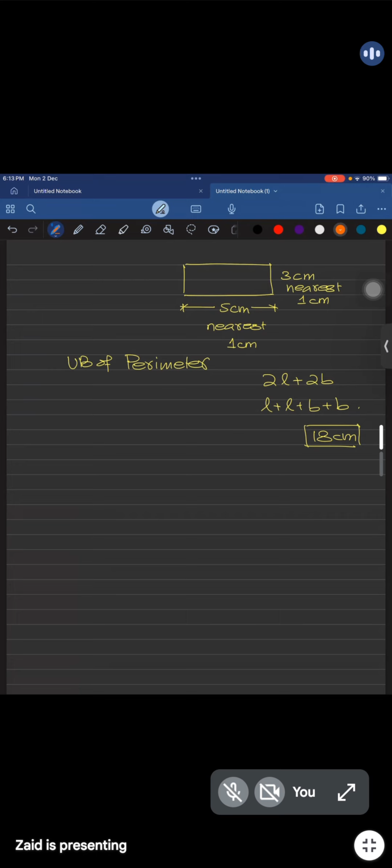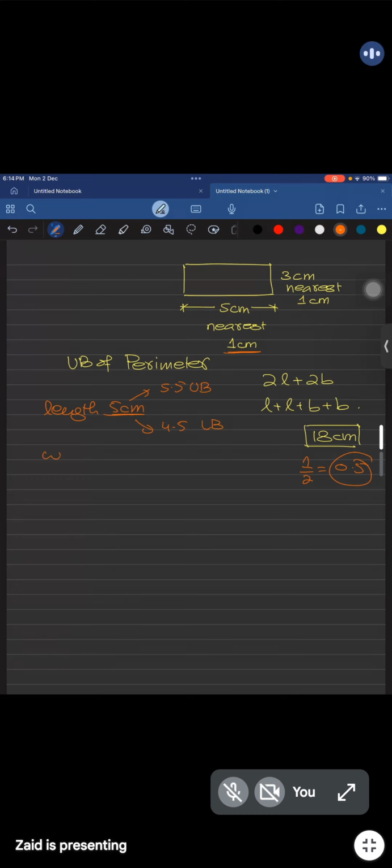Zaya, for you, I'm solving it. Just be with me. Look here. So length is 5 centimeter. 1 divided by 2 gives you 0.5 because it's nearest 1 centimeter. So upper bound is 5.5 and lower bound is 4.5. Do you agree with this? We add the 0.5 in the upper bound, and we subtract it from the value for the lower bound. Getting or not? Yes, sir.